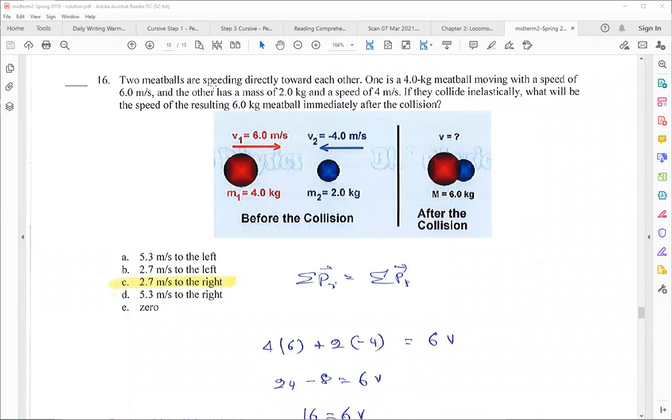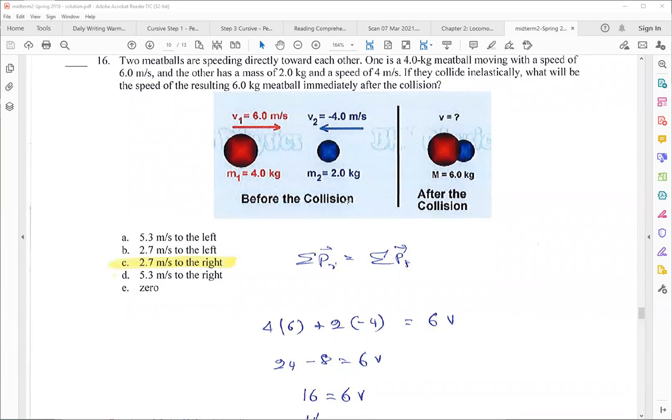Two meatballs are speeding directly toward each other. One is a 4 kilogram meatball moving with a speed of 6 meters per second, and the other has a mass of 2 kilograms and a speed of 4 meters per second. If they collide inelastically, now this is an inelastic collision, what will be the speed of the resulting 6 kilogram meatball immediately after the collision?